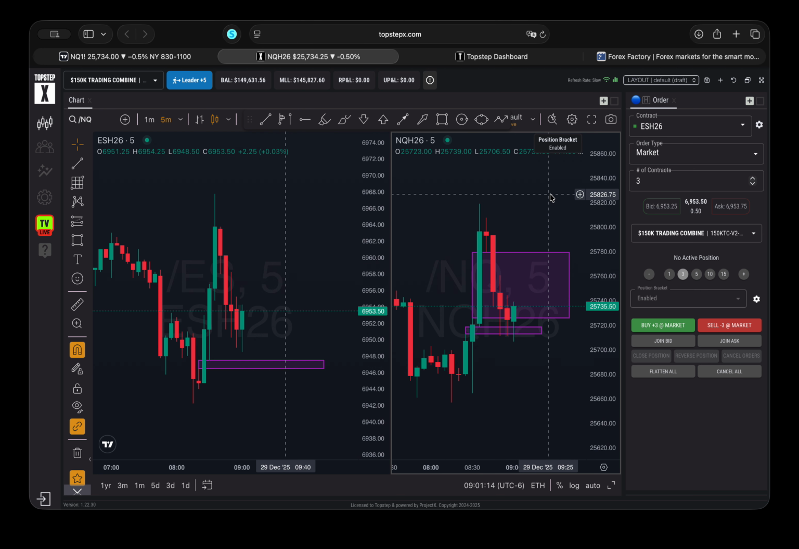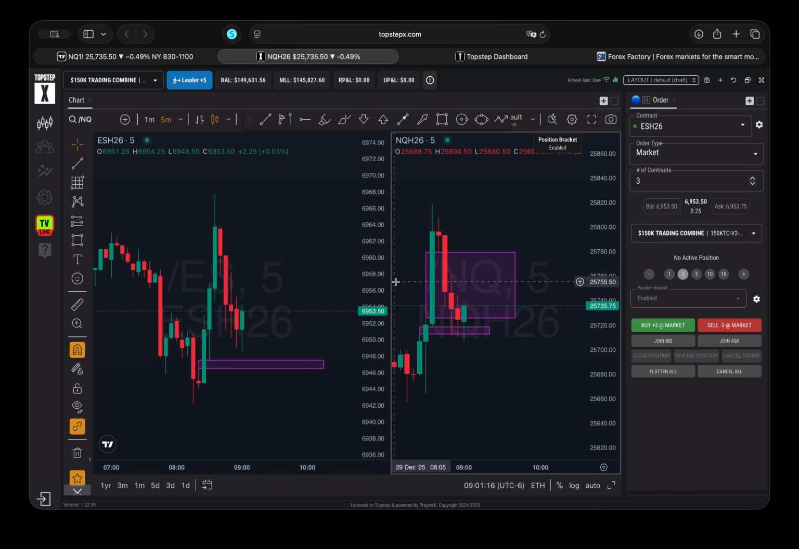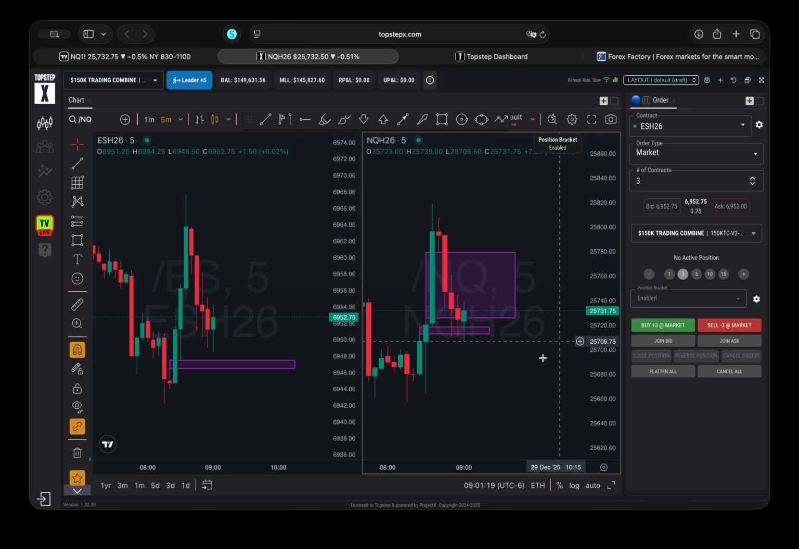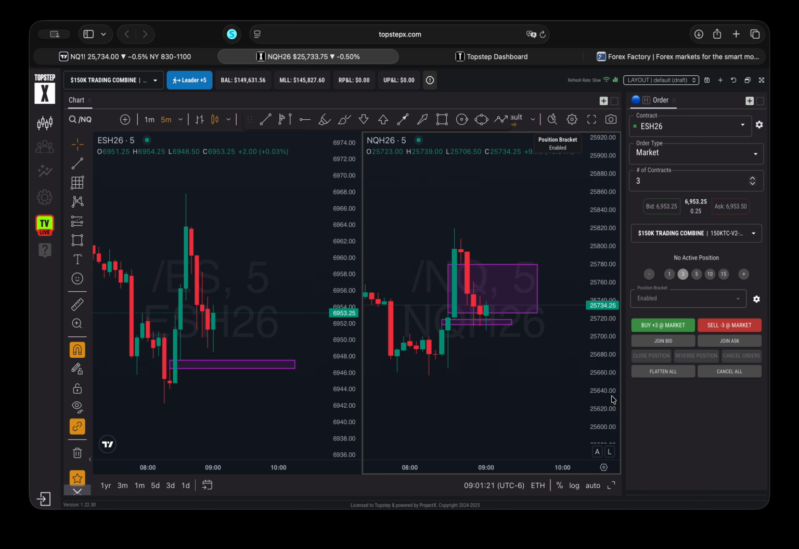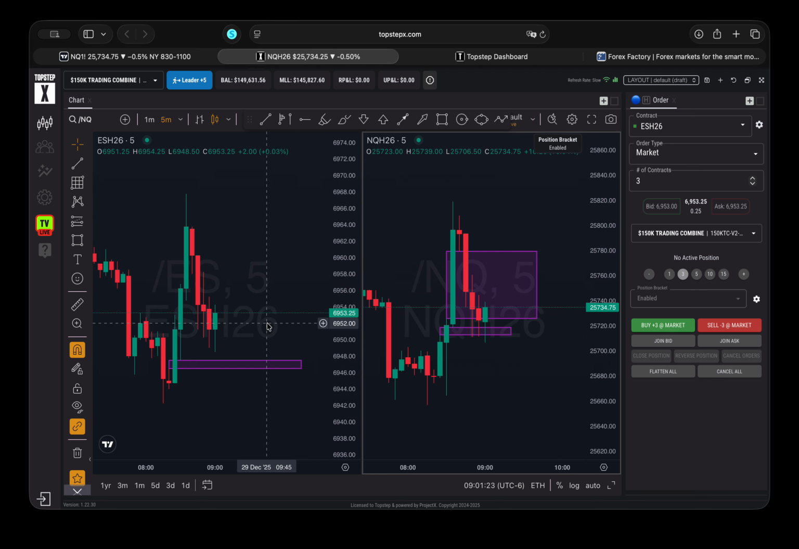You can trade on Top Step. I mean, you can use their candles. I mean, I like this Project X platform. Easy to look at.